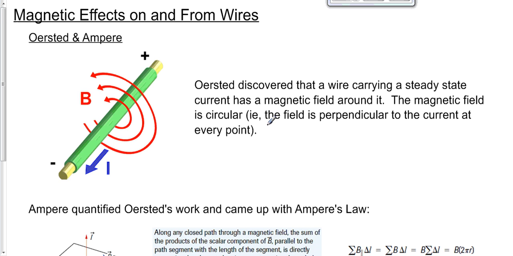Another way to say that this field is circular is that the field at any point, so let's say right here, the magnetic field is actually perpendicular to the wire because the wire is traveling this way and the field is traveling this way. And so that would make it perpendicular. And anywhere else along the same spot, so let's say right here, the field is this way, and the wire is this way, and notice again those two vectors are perpendicular. So everywhere along that field, the wire is perpendicular to the magnetic field.